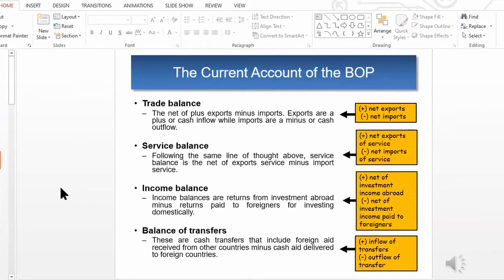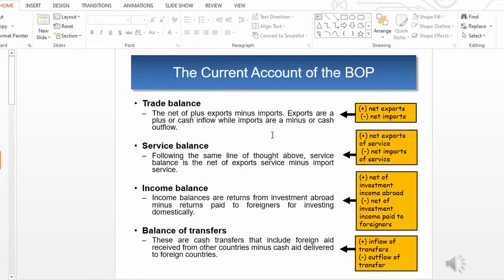So the current account is composed of the trade balance, the service balance, the income balance and the balance of transfers. The trade balance is composed of the net exports, which is a plus, and the net imports, which is a minus. So the trade balance is the net of exports minus imports, in other words, the difference of the exports and imports.